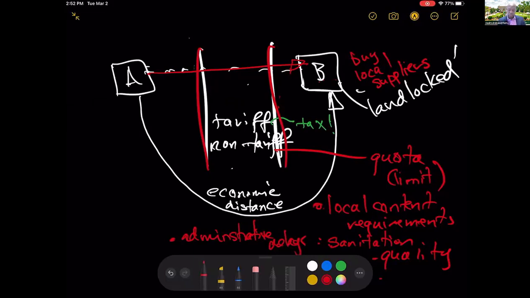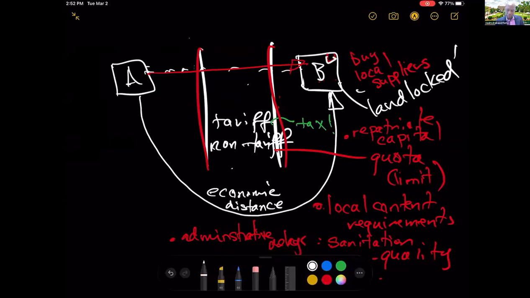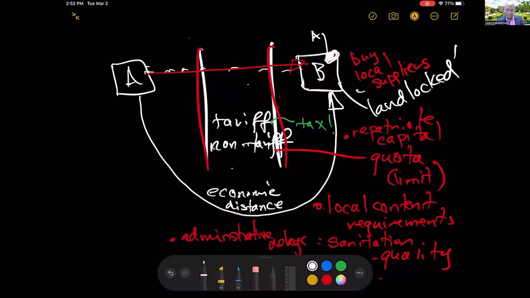There might also be a situation that says that you can't repatriate your capital. Like when you make money here, let's say you have a sales office. Let's make this white because let's say company A has a sales office here and you're making profits and those profits are in a bank. Country B might say, well, you can't take those profits out of your bank and ship them back to your country all at one time. There's only a certain amount of capital that you can take out of the country.